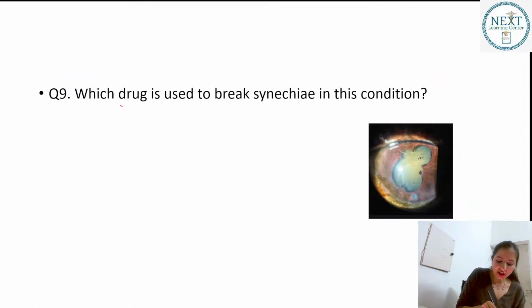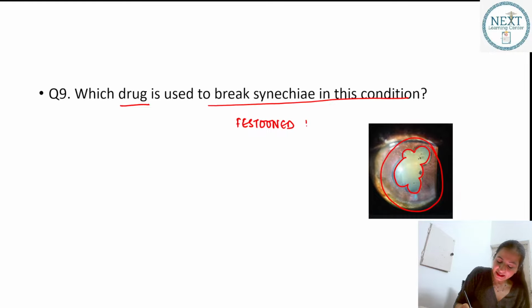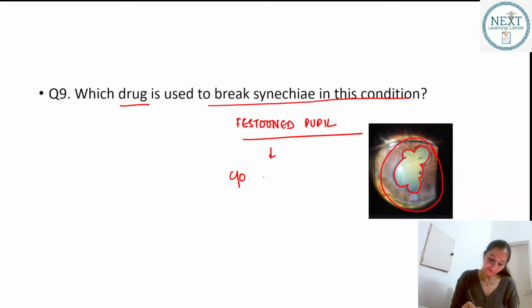Then which drug is used to break synechiae? This pupil that is irregularly dilating and constricting is called a festooned pupil. You all know that. Festooned pupil is a characteristic of anterior uveitis.